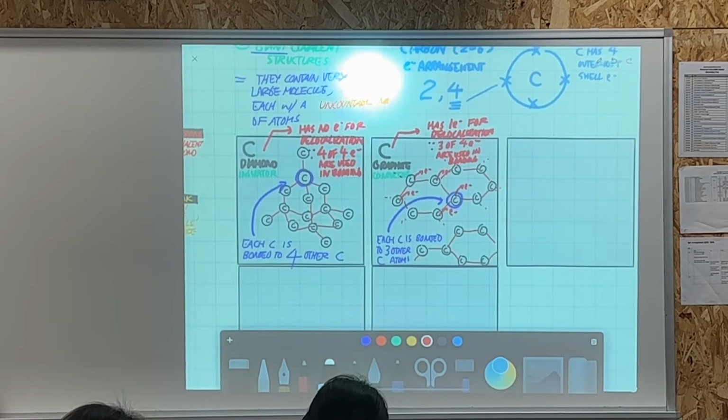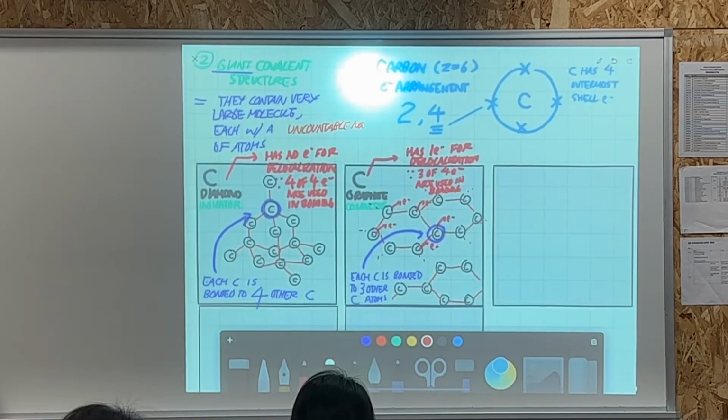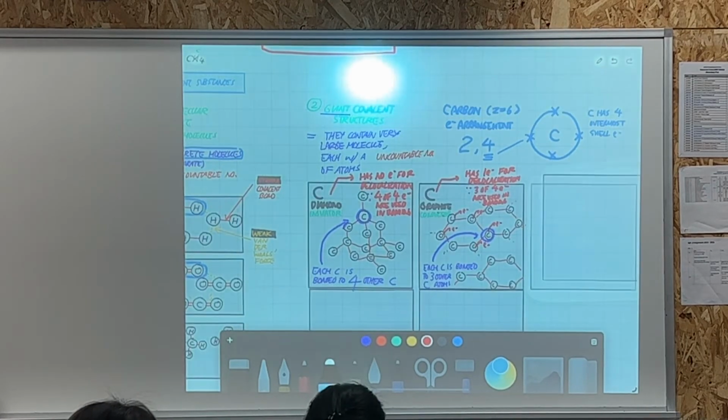And do you all know other examples of giant covalent structures other than diamond and graphite? Si and SiO2, right? So actually, I don't need this box in here, so let me just throw this away.